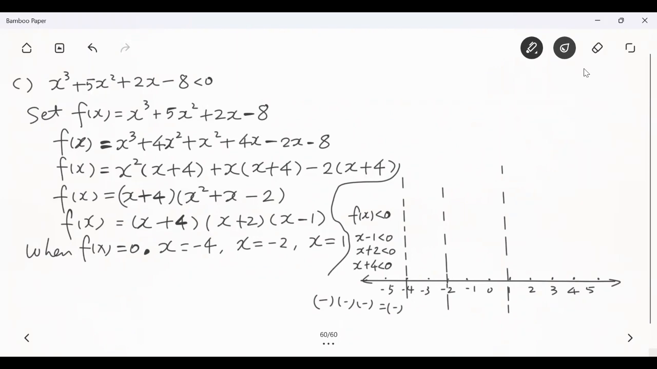And the middle interval, negative 4 to negative 2. So we test negative 3. So x plus 4 is more than 0, right? And then x plus 2 is less than 0.